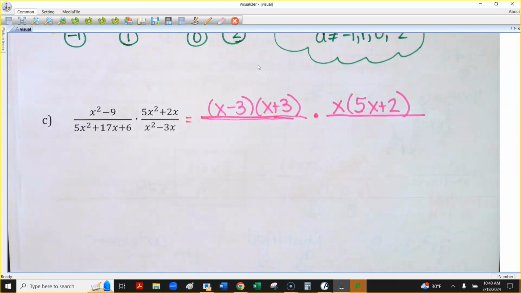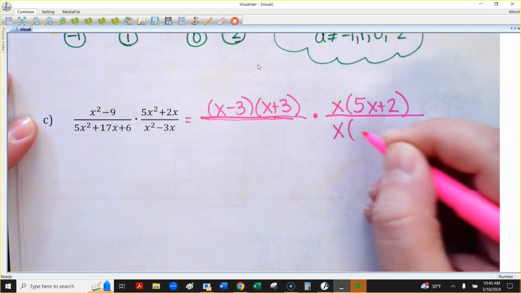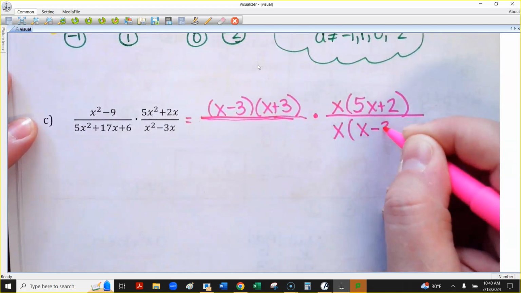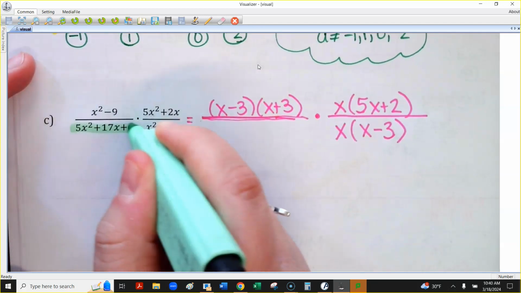Really similar on the bottom, I have x squared minus 3x. Again, that's just a greatest common factor. Both of those terms are divisible by x. So I'm going to pull out in front an x. Left over, you'd have x minus 3. Now, the part of this problem I think is the trickiest is definitely this quadratic here.